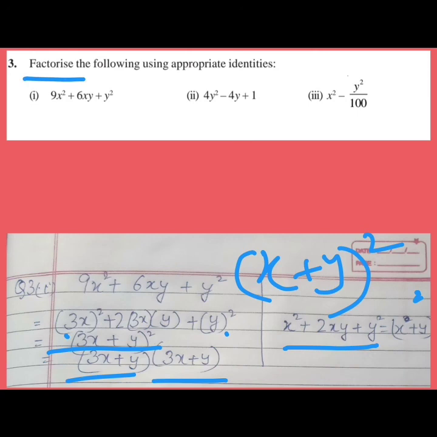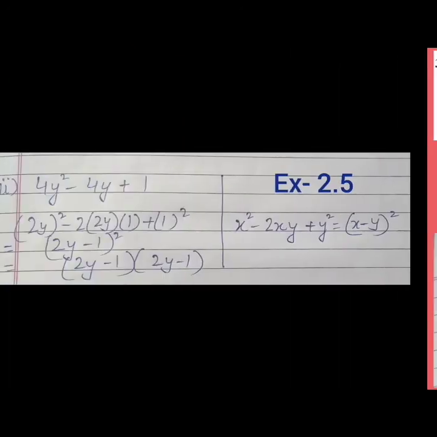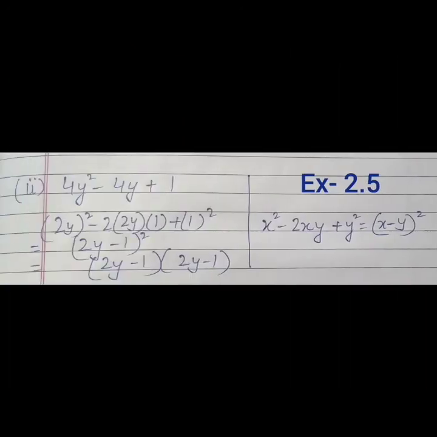Factorization means we have to make the factors, and this is a quadratic polynomial, so we should have the 2 factors here. Okay, now the next one is 4y square minus 4y plus 1. Again this is a square term, and 1 is also a square term. So 4y square is 2y whole square. We took the square root of 4 and got 2, and the square root of 1 is 1, so we can write 1 whole square.